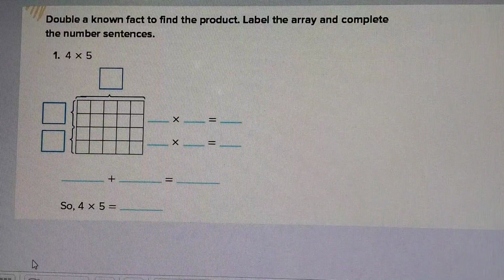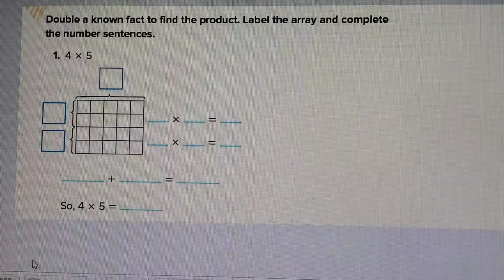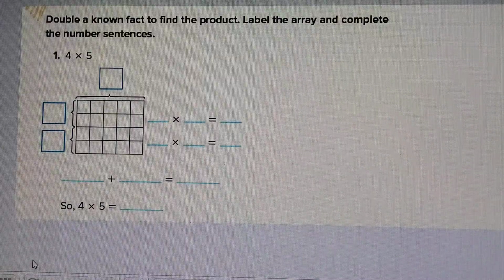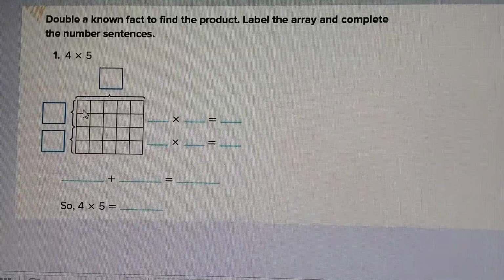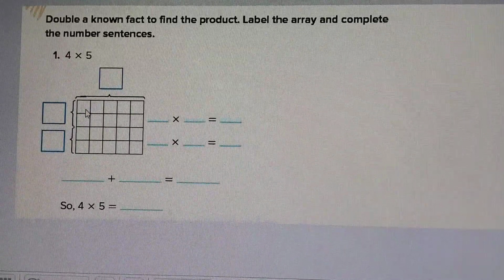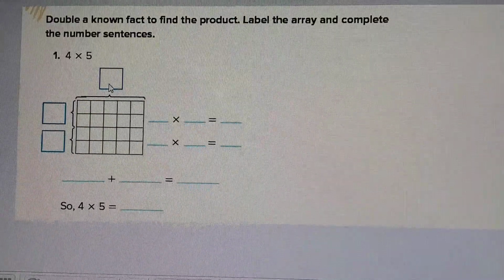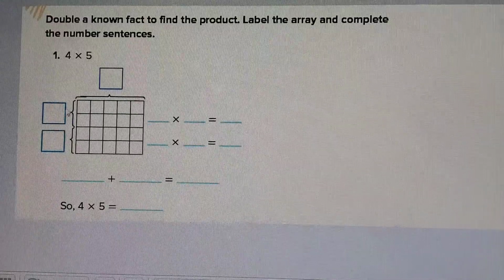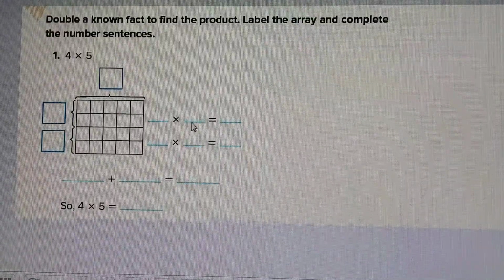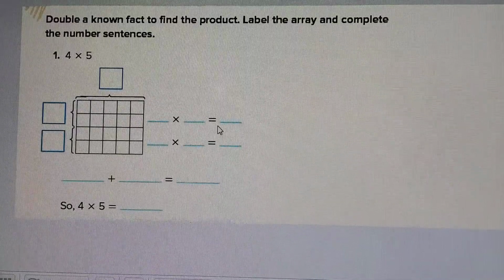So, number 1, double a known fact to find the product. Label the array and complete the number sentence. So how many do you have in each row? 1, 2, 3, 4, 5. So you're going to put 5 up here. And how many rows do you have? 1, 2. So you're going to put 2 here. 2 times 5 equals 10.